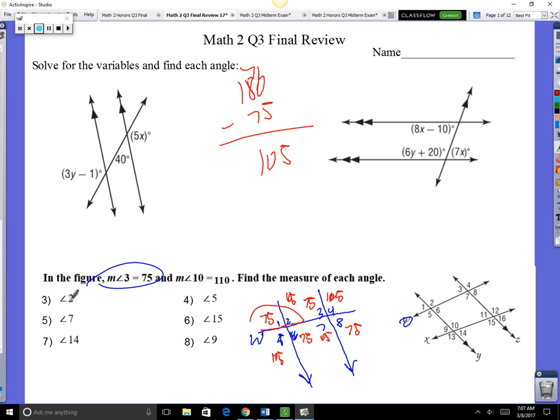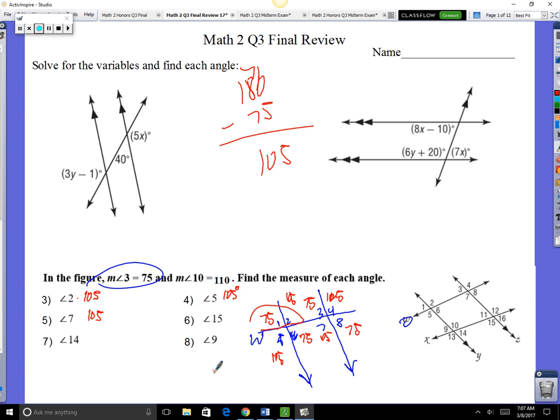Okay, so I can answer 2. Angle 2 is 105. Angle 7 I can get is 105. 14 I can't get. 14 is going to the bottom line, this line X. Angle 5 I can get, that's 105. 15 I cannot get, 9 I cannot get.